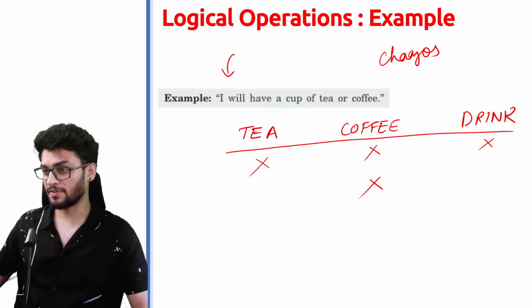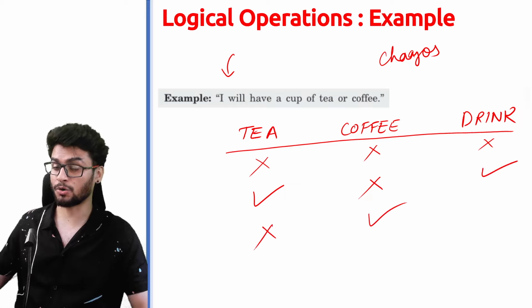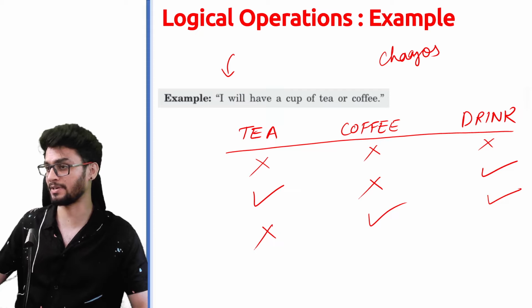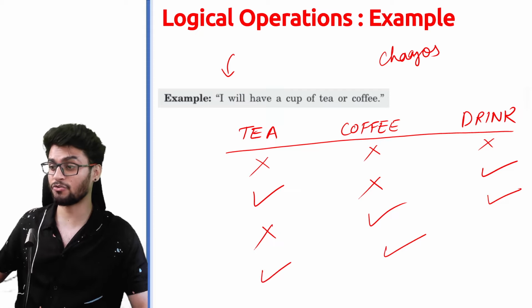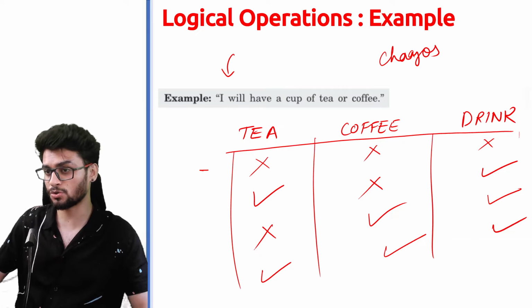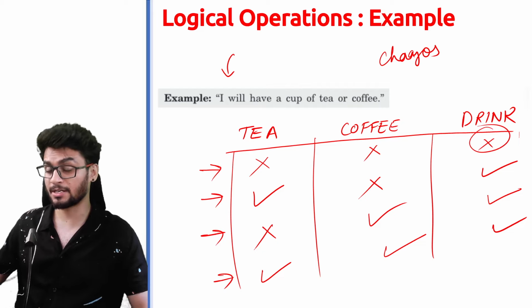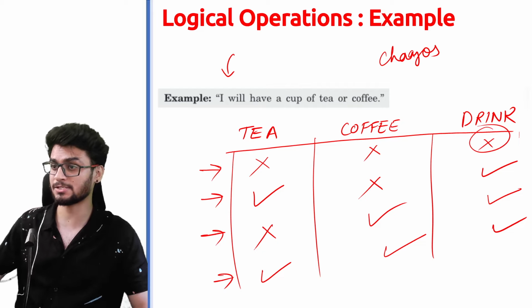Similarly, if coffee is not available but tea is available, so you will drink. If tea is not available and coffee is available, then again you will drink. And finally, if tea and coffee are both available, then you will drink. So this kind of a table, which tells you ki kaun kaun si condition pe aap coffee drink karoge ya tea drink karoge, this is known as a truth table.